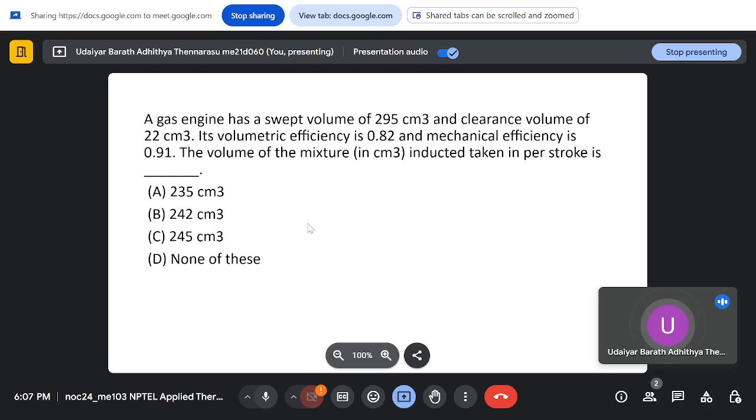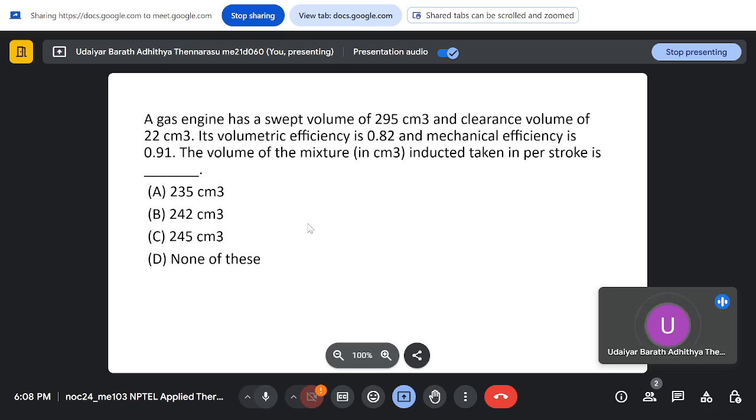Next: a gas engine has a swept volume of 295 cm³ and clearance volume of 22 cm³. Its volumetric efficiency is 0.82 and the mechanical efficiency is 0.91. The volume of the mixture in cm³ inducted per stroke is dash. The options are 235 cm³, 242 cm³ and 245 cm³. What they have given is a swept volume of 295 cm³ and a clearance volume of 22 cm³.